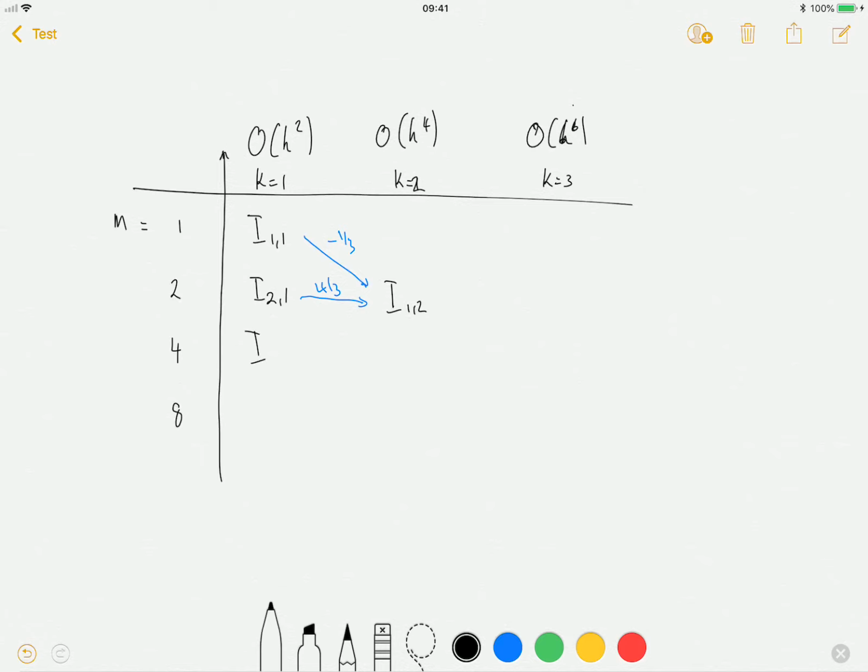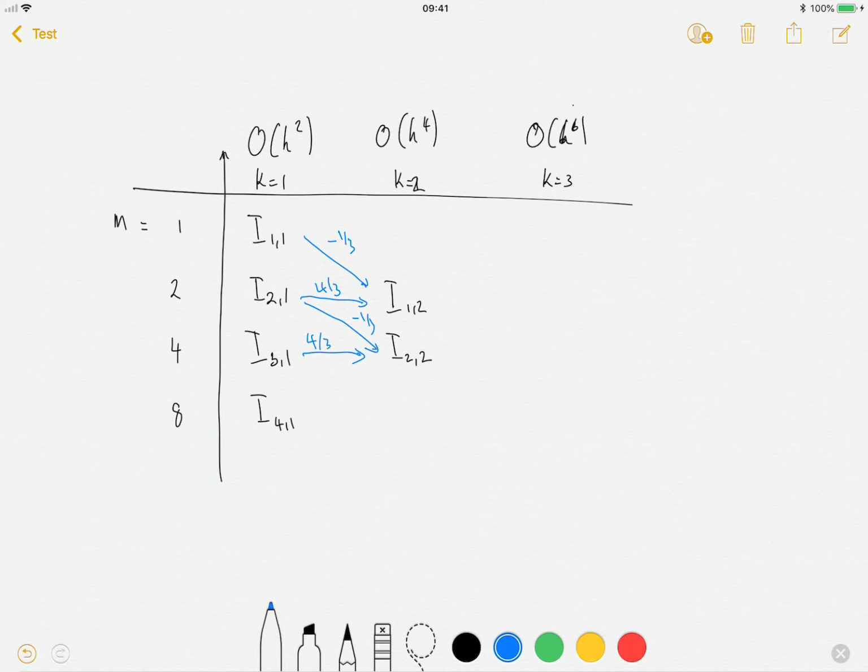So if we have 4 intervals, we have I3,1, and 8 intervals will be I4,1. Alright, now in order for me to get an improved accuracy for the second order of accuracy, I need I2,1, take minus 1/3, and I3,1.